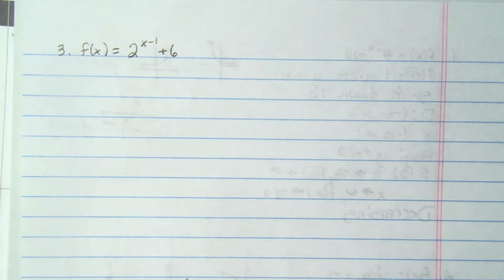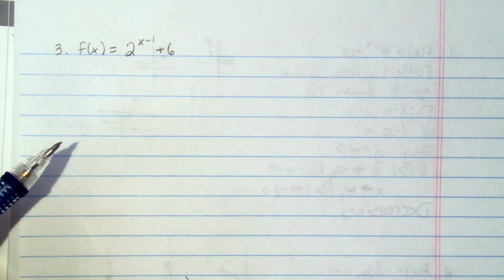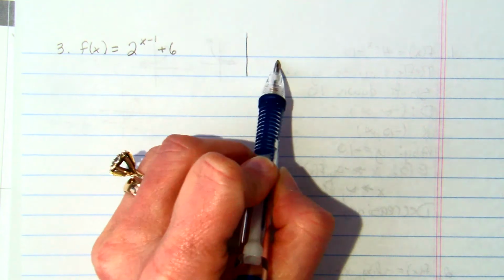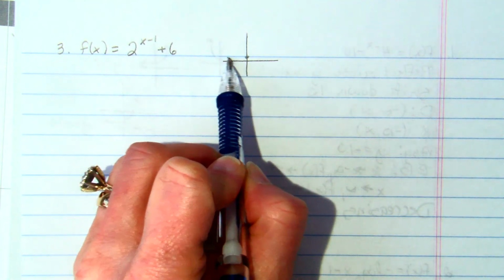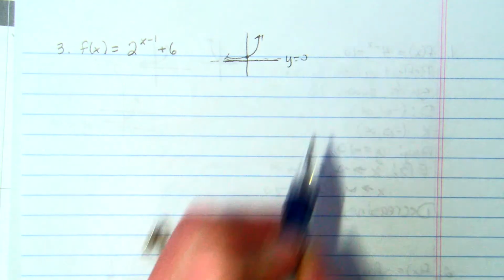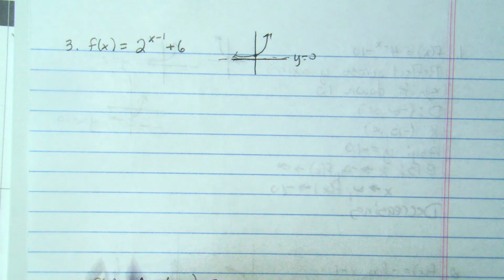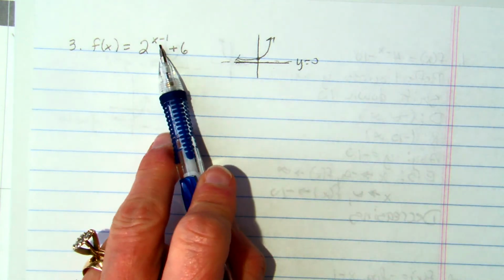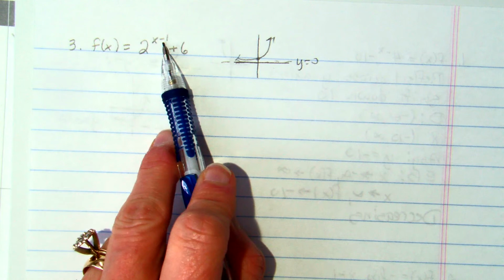On number 3, we have f of x equals 2 raised to the x minus 1 plus 6. Of course, I always draw my original. So my original exponential function looks like this. My asymptote is at y equals 0. In this problem, this original has been shifted to the right 1 because this is happening up inside the function.